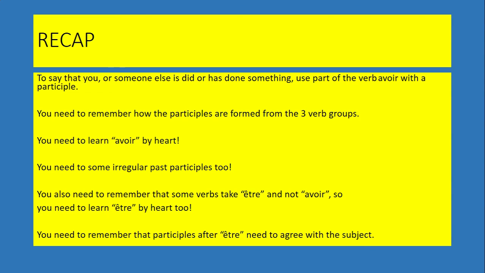And finally, you need to remember that if you're using a past participle with être, you will be using a past participle if you're making a past tense. These participles need to agree with the subject. So add an E to make it feminine and add an S to make it plural. If it's feminine and it's plural, add an E and an S. That's all you need to know.